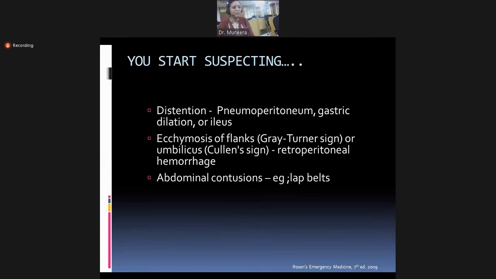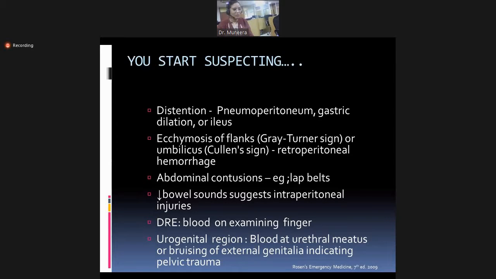Abdominal contusions in the form of a lap belt sign. We might have decreased bowel sounds. On digital rectal examination, there may be blood on the examining finger. In the urogenital region, there may be blood at the urethral meatus or bruising of the external genitalia, indicating pelvic trauma. This is how you can see the seat belt sign.